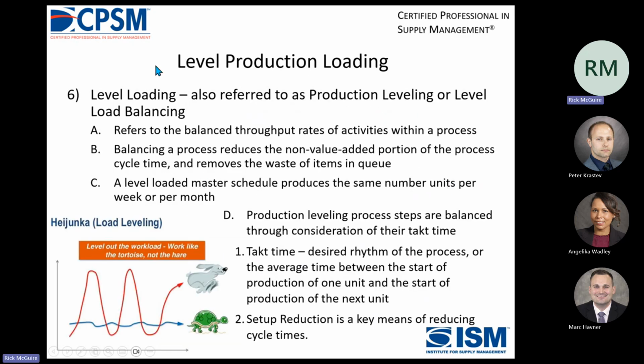Level loading, also referred to as production leveling or level load balancing. Balance throughput rates of activities within a process. So manufacturing production line, assembly line on our trucks has got to be level loaded. Balancing a process reduces the non-value added portion of the process cycle time. So you can only move as fast as your slowest element on the line. And a level loaded master schedule produces the same number of units per week or per month. So what you do with the master schedule is you try to level out the demand.